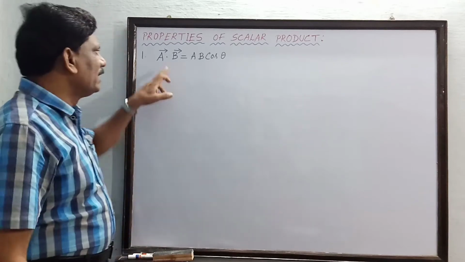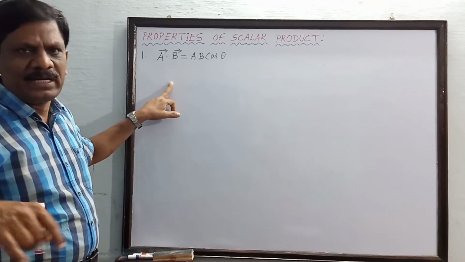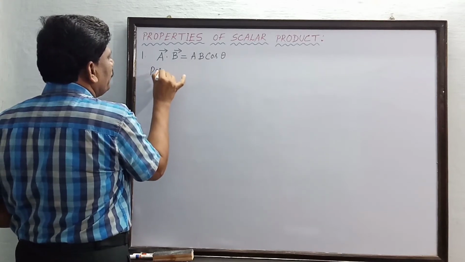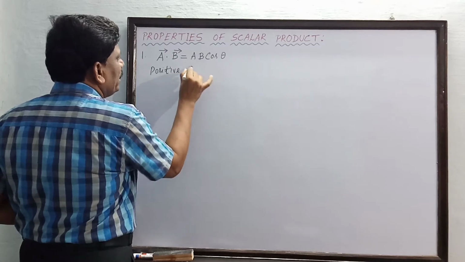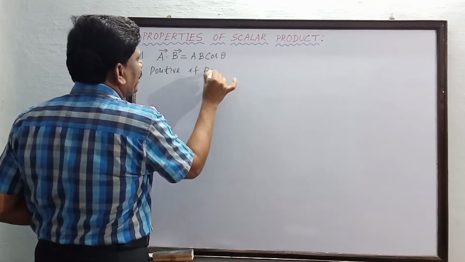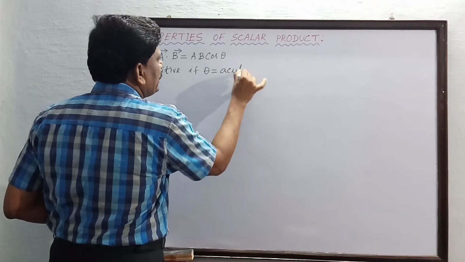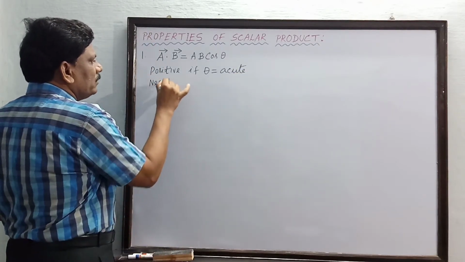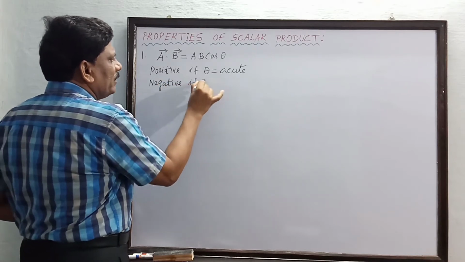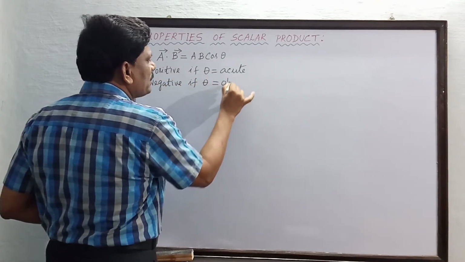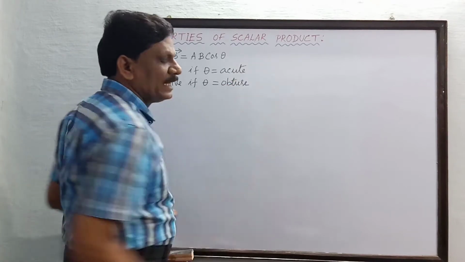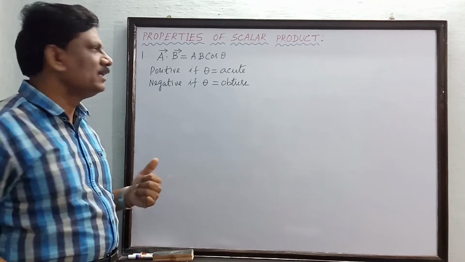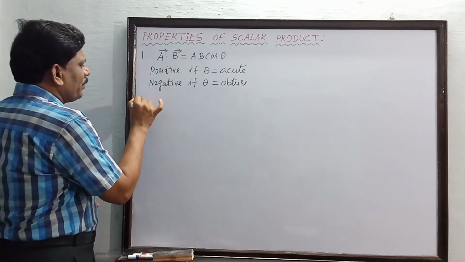Now this A dot B may be positive or negative. A dot B is positive if theta is an acute angle, and it is negative if the value of theta is obtuse. Acute means less than 90, obtuse means greater than 90 up to 180. And the second property.